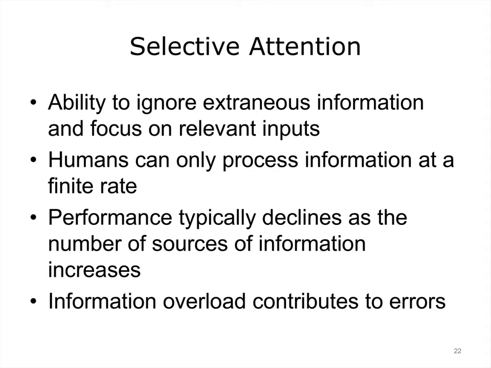We have the ability to ignore extraneous information and focus on relevant information. However, humans can only process information at a finite rate, and performance typically declines as the number of sources of information increases. Information overload is a common cause of performance errors.